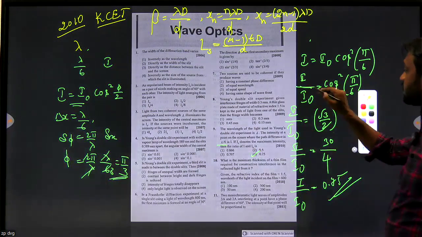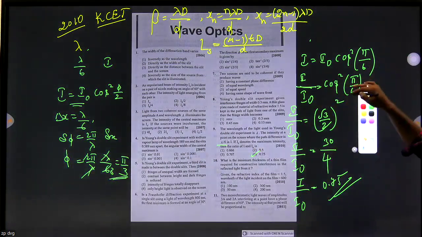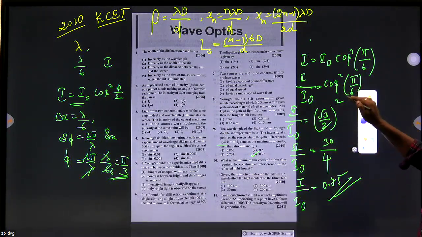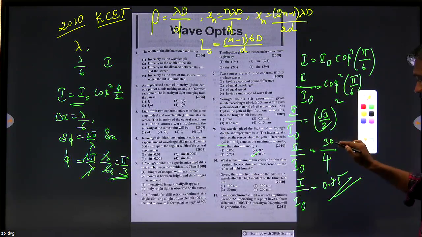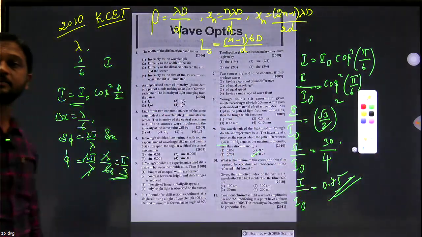Then we can calculate I by I naught, cos pi by 6, nothing but cos 30. Cos 30 value is root 3 by 2 whole square. So root 3 by 2 whole square is 3 divided by 4, nothing but 0.75. So the answer is 0.75. Is it clear?